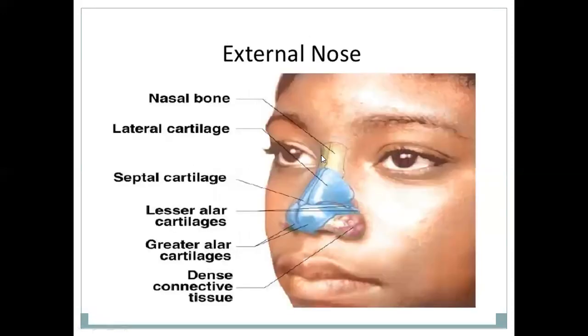Again, these are the nasal bones joining with the frontal bone above, and these are the upper lateral cartilages. This is the septal cartilage in between. These are the lower lateral cartilages, also called the greater alar cartilage and the lesser alar cartilage. The greater alar cartilage has a lateral crus which forms the ala of the nose, and the medial crus which forms the columella of the nose, and this is fibrofatty tissue.